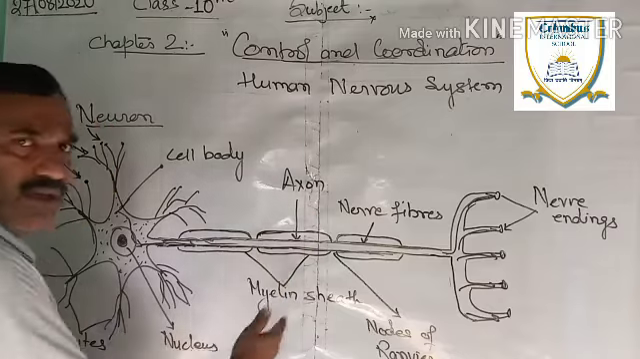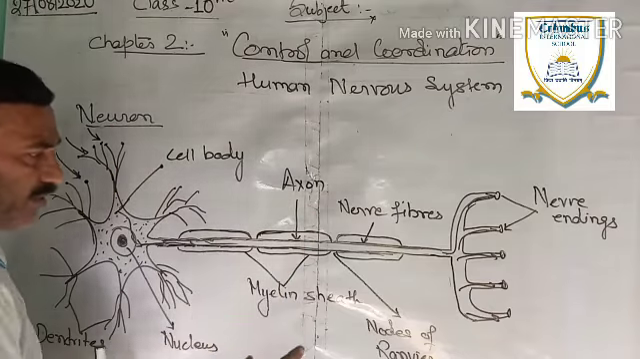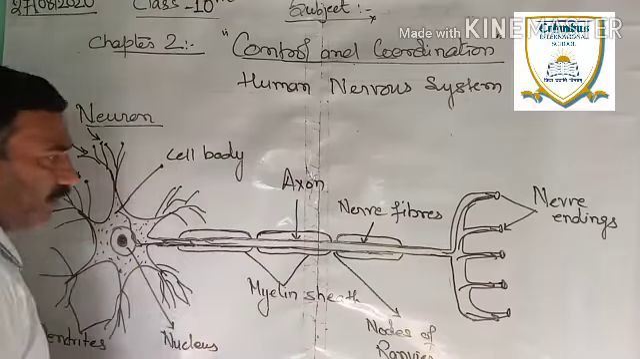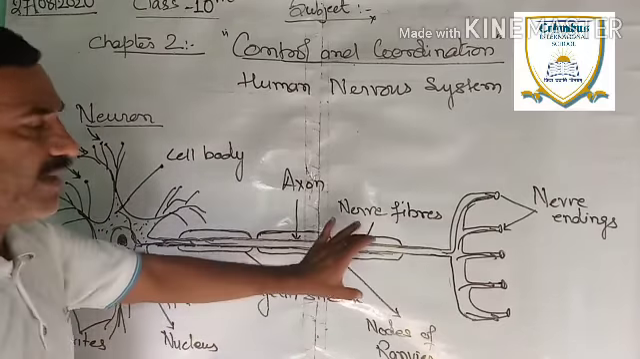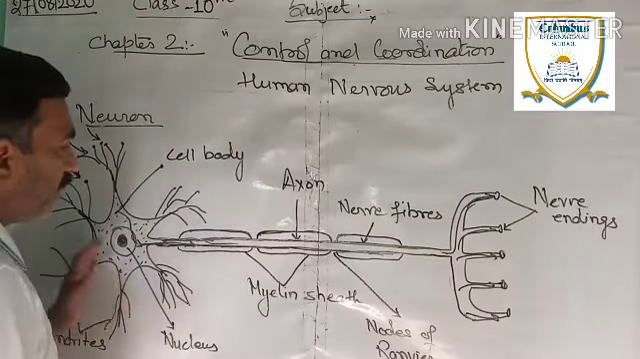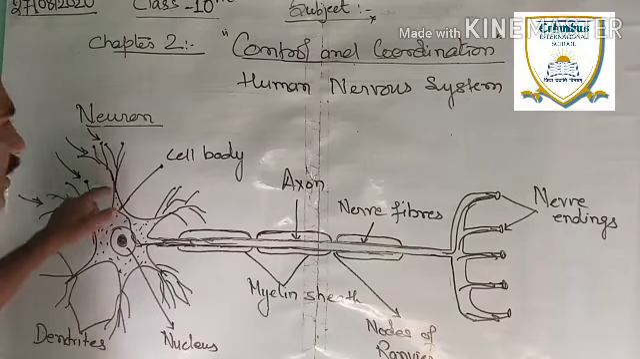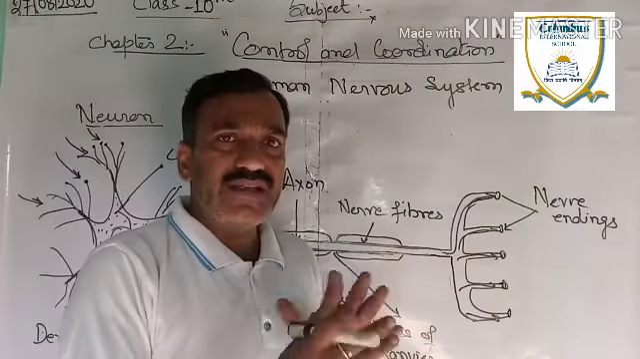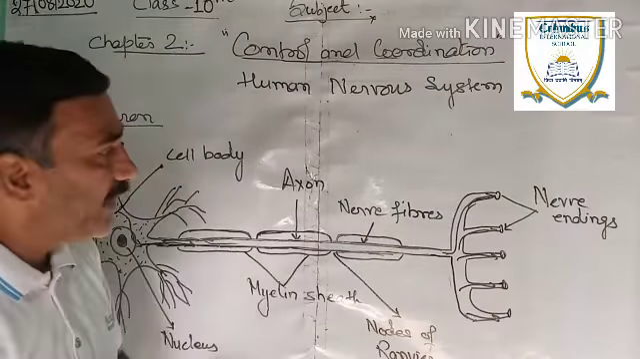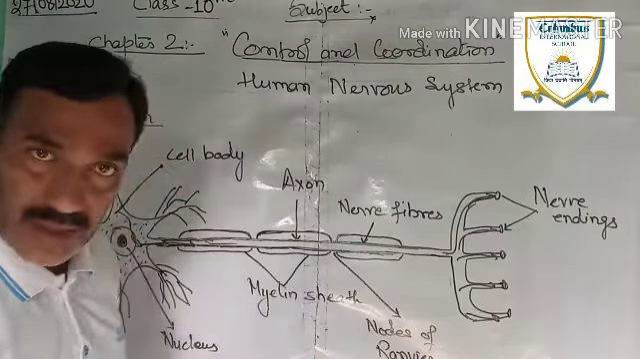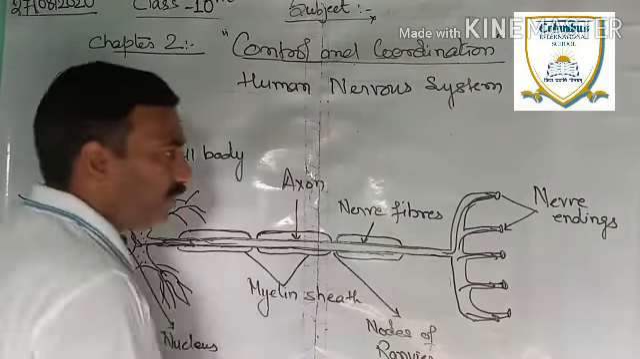There are some other contents also here which I am not showing you, which you will learn in higher classes. They all together not only protect this soft and delicate axon, but they also speed up the impulse which is received by the dendrites, so that the intensity of the impulse will not decrease while reaching up to the nerve endings. Got it?